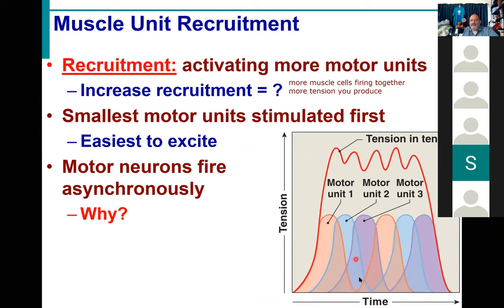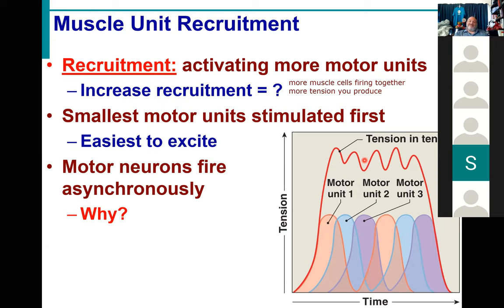And by doing it asynchronously, offset with the other ones, I'm able to produce a relatively high level of tension that I can maintain for a prolonged period of time. So it allows me to maintain that activity for a longer period of time. Right? Not long enough necessarily till the principal got tired, right? I always got tired before he did, but I was able to hold it up a lot longer than I would have been able to if I was just relying on one motor unit.